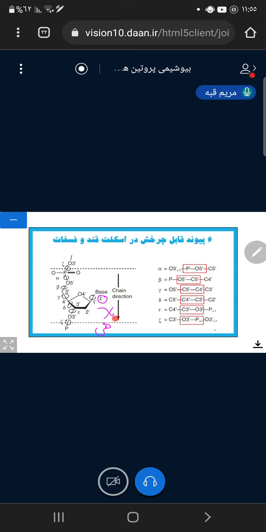Do you remember the name of the bond between carbon 1 prime and the base, the nitrogen of the base? It has a name. What was the name of this bond?